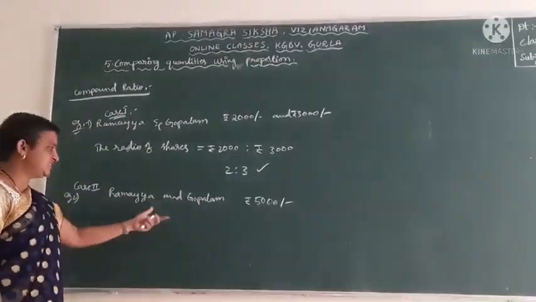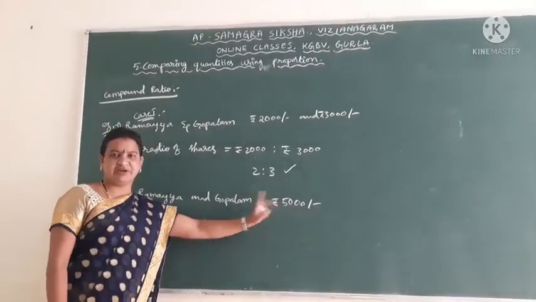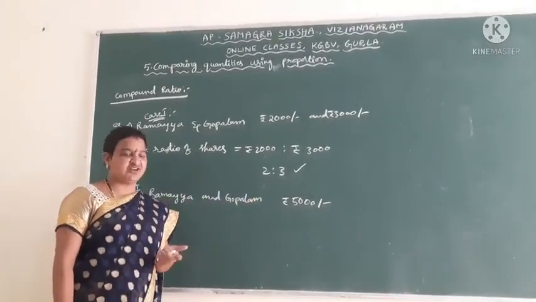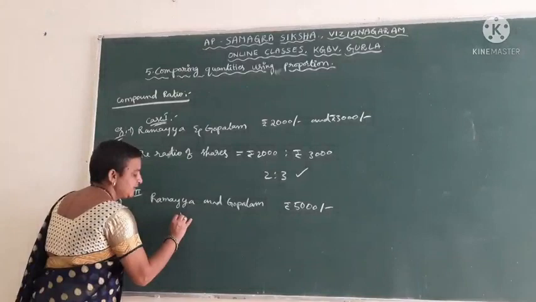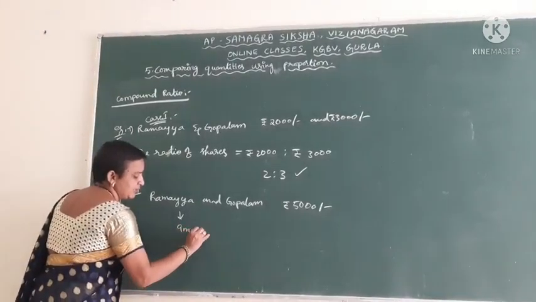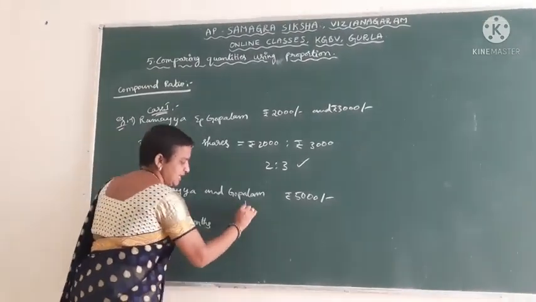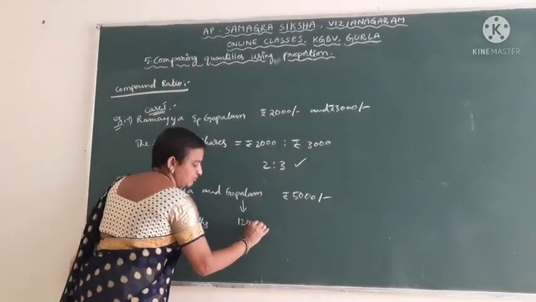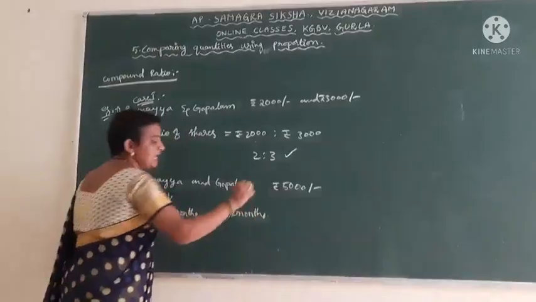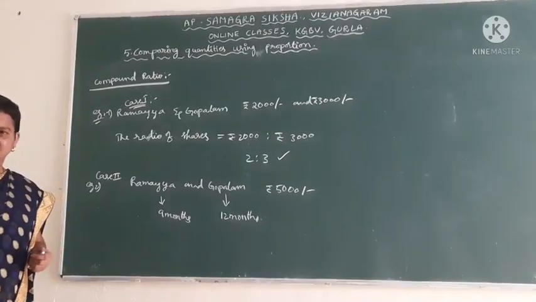5,000. They invested the same amount in the business, 5,000. But the time period is different. Ramaya invested 9 months, and Gopalam invested 12 months. In this case, how can they divide their annual profit?